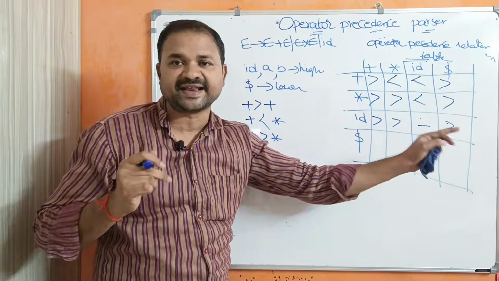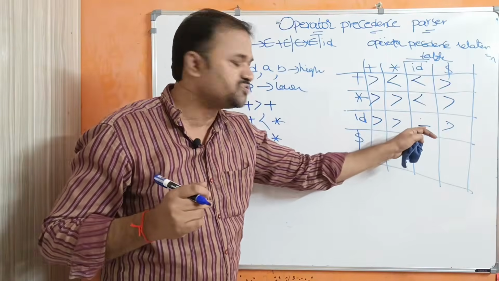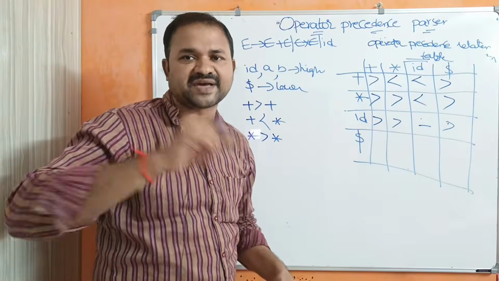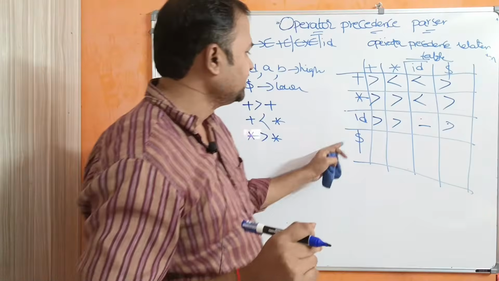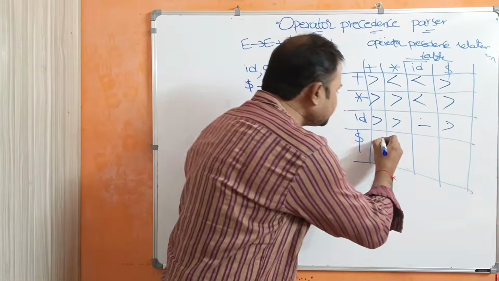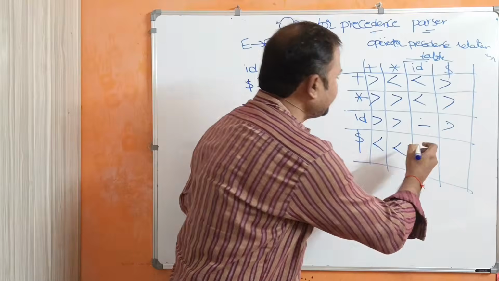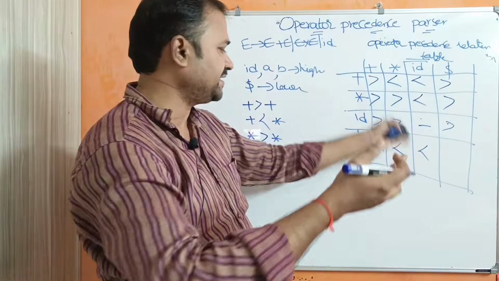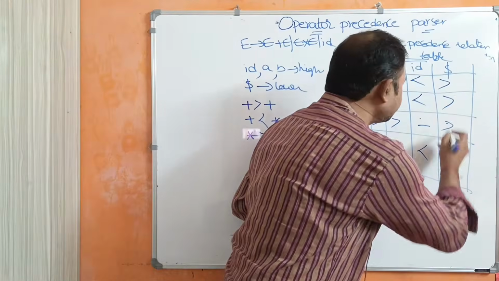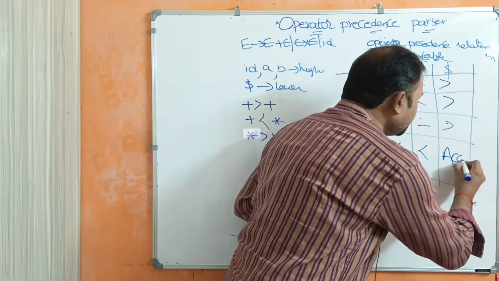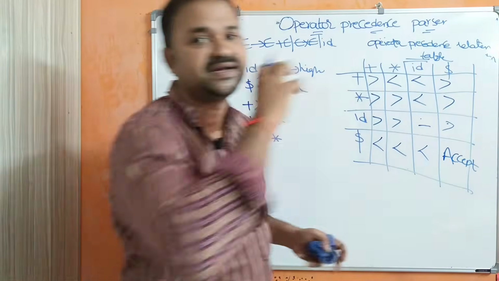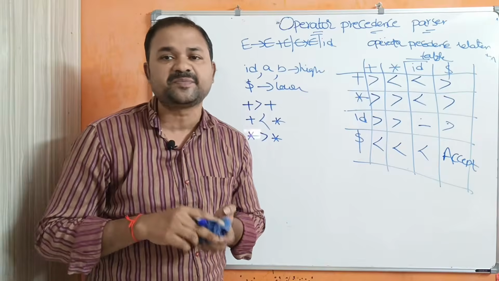This situation never arises. ID. This situation never arises, so we have to use hyphen. Not possible to compare. Next, dollar plus means dollar has least priority. Dollar star, dollar has least priority. Dollar ID, dollar has least priority. Next, dollar means we can say that input string is accepted by the operator precedence parser.